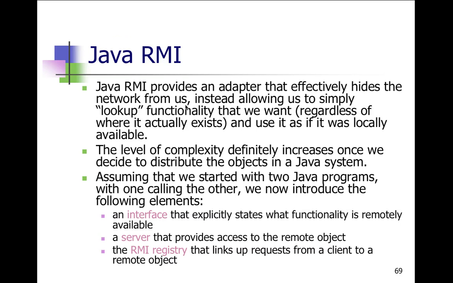So how are we going to make all this work? Well, we have a few more components to think about. We're no longer thinking in terms of sockets or ports or streams or datagrams. RMI provides the adapter for effectively hiding the network from us. So this is the network, and these are all hidden from us. Instead, it allows us to simply look up functionality that we want, regardless of where it actually exists, and use it as if it was locally available. So the level of complexity definitely increases once we decide to distribute the objects in the Java system.